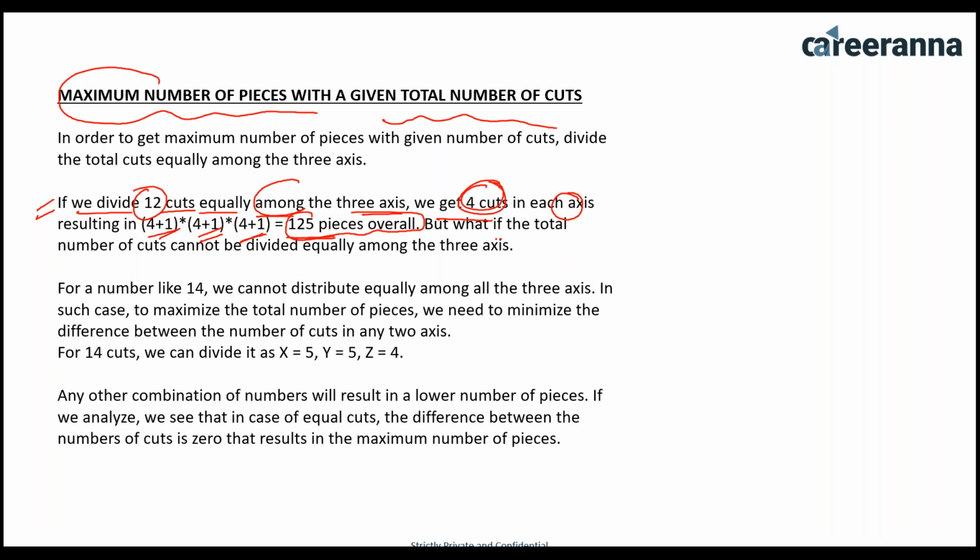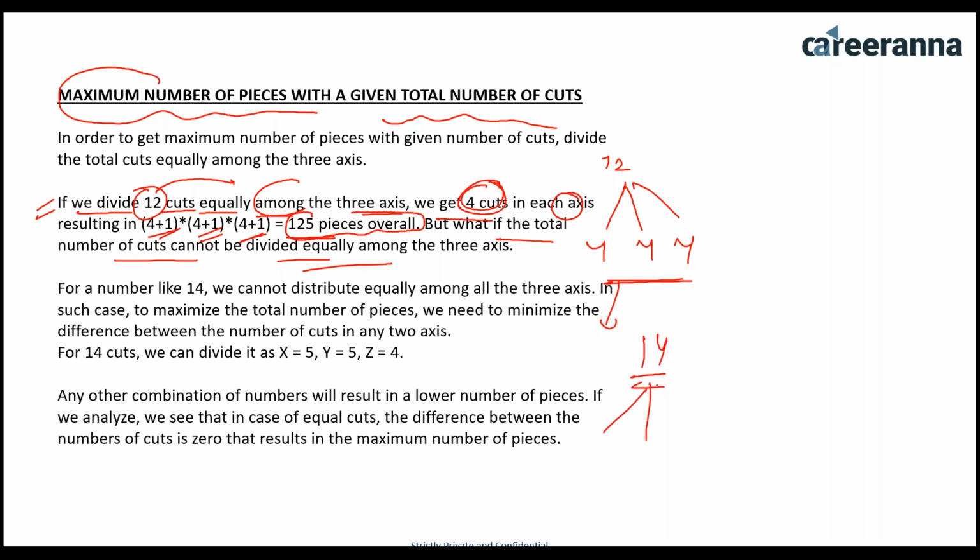Okay, so now, but what if the total number of cuts cannot be divided equally? What I have done here is I have divided 12 into 3 parts, 4, 4, 4. What if I don't divide them in equal number? So what will be there? Let's take another example, which is 14. So 14 cannot be divided into 3 parts equally, right? Because it is not divisible by 3. So what I can do here is 5, 5, 4 to get the maximum number of parts. How do I decide this? The difference between these numbers should be minimum.